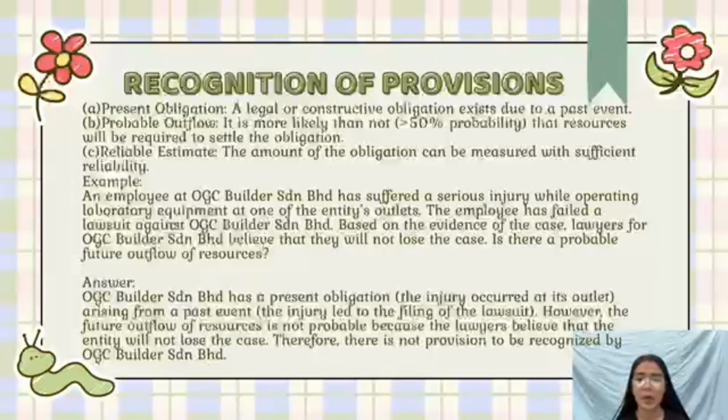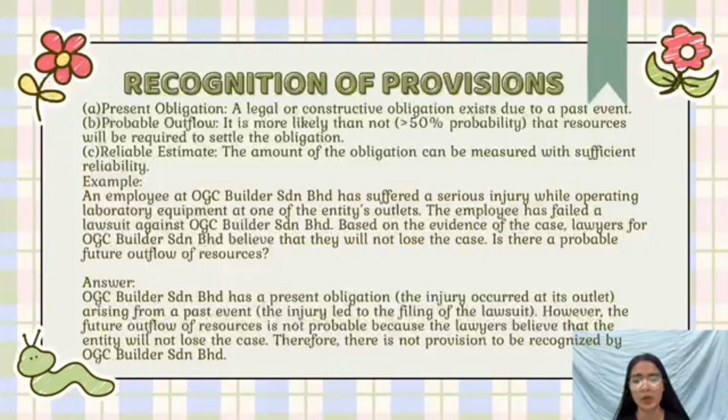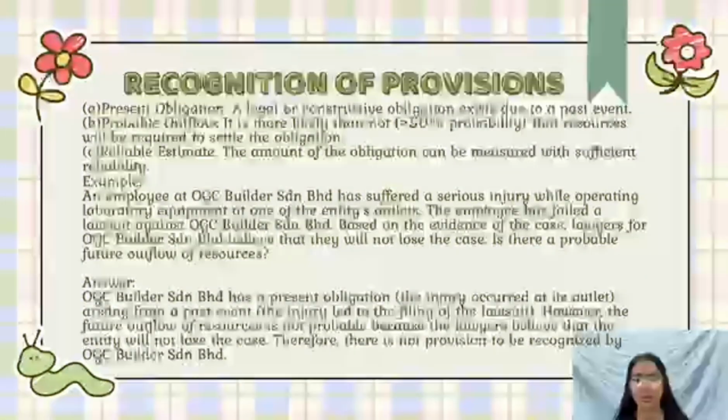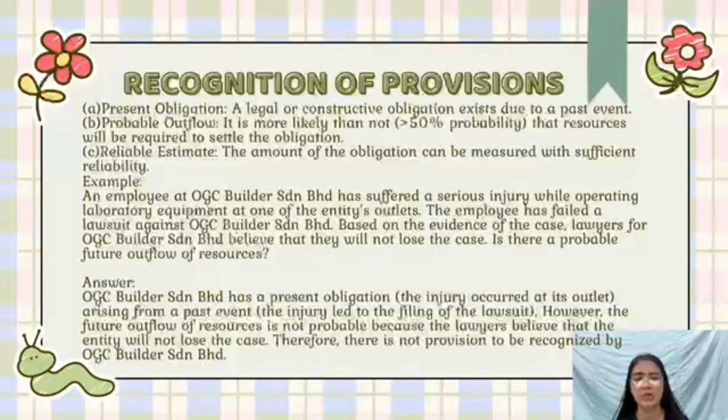The answer is OGC Builder Sendirian Berhad has a present obligation. The injury occurred at its outlet, arising from a past event, and the injury led to the filing of the lawsuit. However, the future outflow of resources is not probable because the lawyers believe that the entity will not lose the case. Therefore, there is no provision to be recognized by OGC Builder Sdn Bhd.